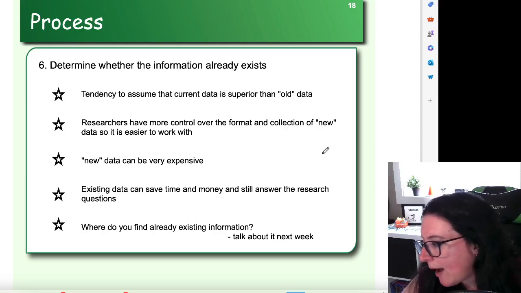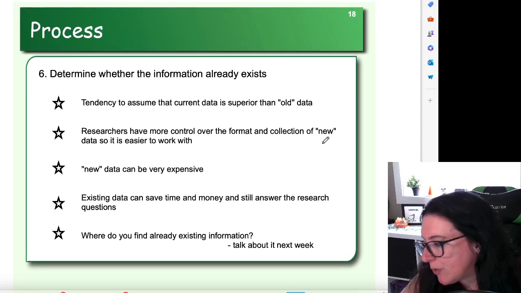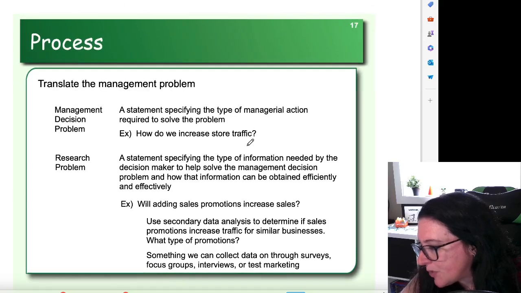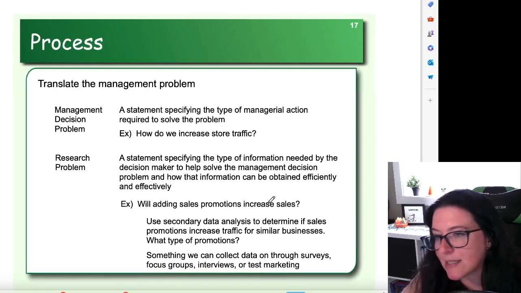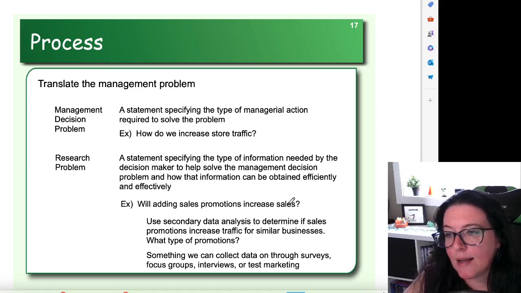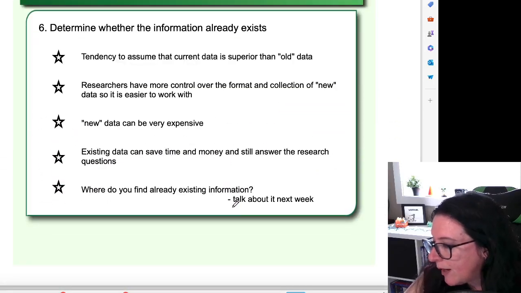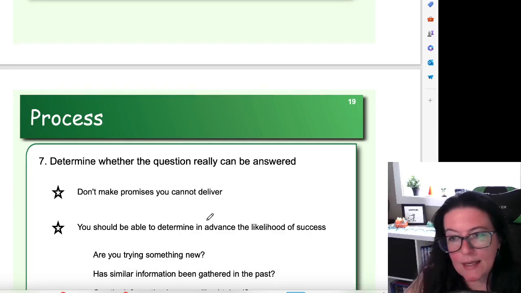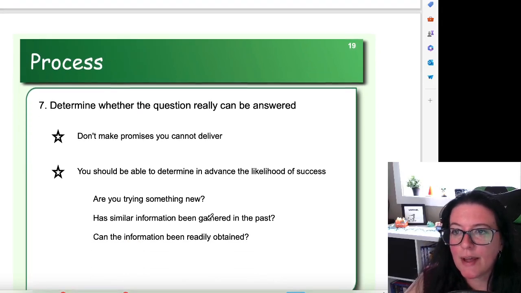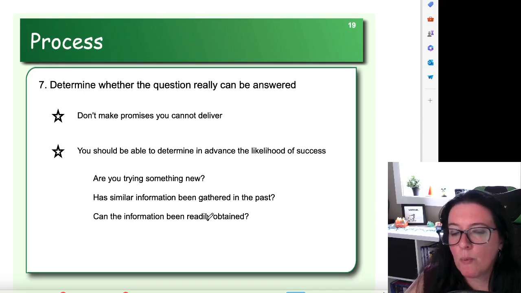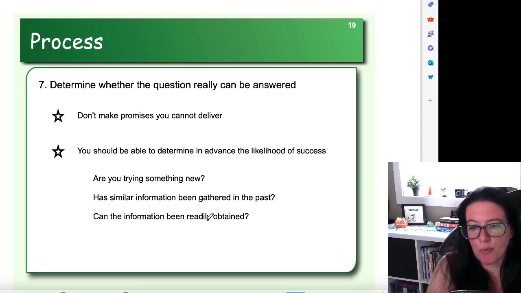So we have converted our management problem into a research problem. In this particular example, we're looking at adding sales promotions to increase sales, because that's really what they want when they talk about store traffic, more people coming in the store. They really just want to sell more things. So the question is, if we have promotions, will that sell more? And if there is not data already available, then we're looking at building our own research project.